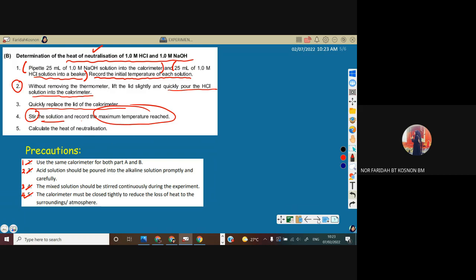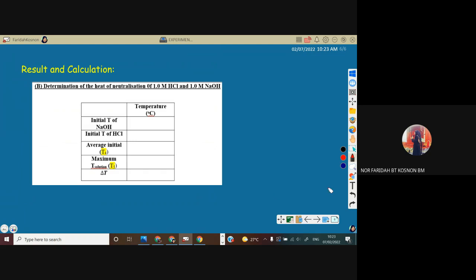Okay, so ini adalah dia punya table, right, for part B. Okay, the initial temperature of sodium hydroxide solution. For example, we have here let's say 25 degree Celsius, ataupun nak tulis 25 je pun boleh lah sebab unit dah ada kat atas tu. Okay, and same goes to hydrochloric acid for example. So macam mana nak kira average initial temperature of both solution?